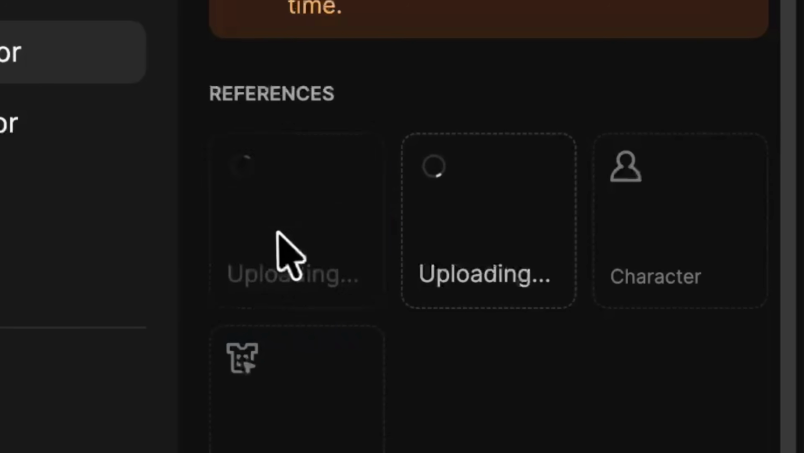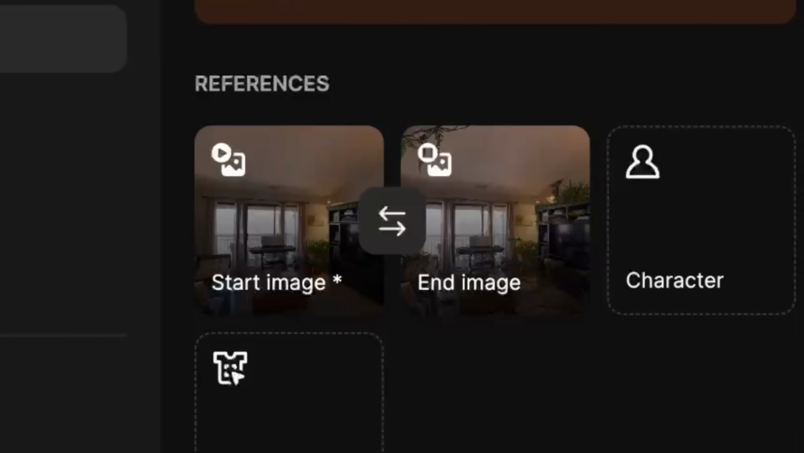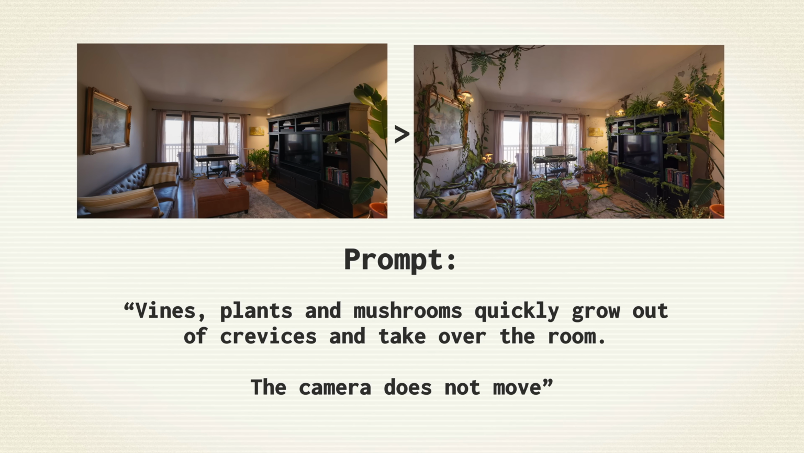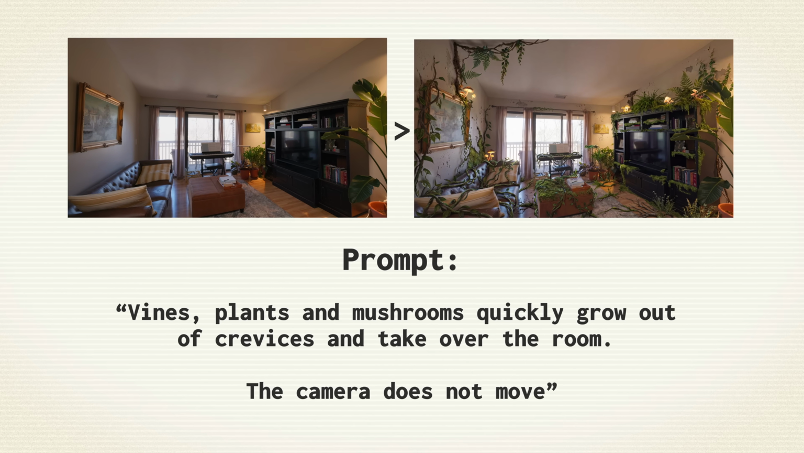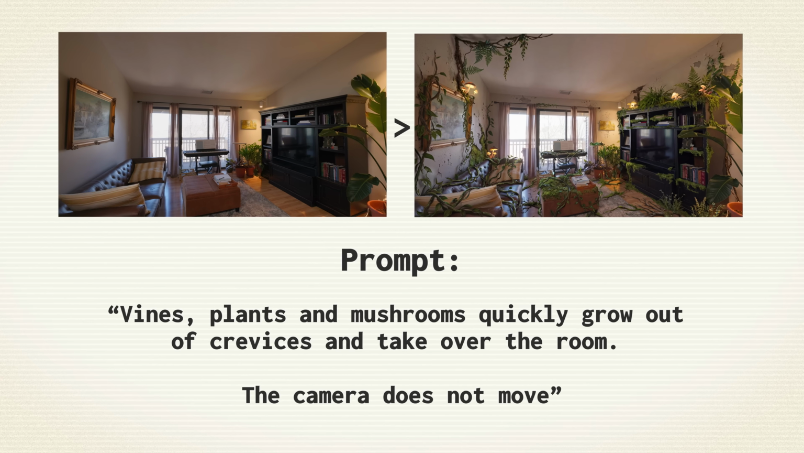Now I'm gonna take this overgrown image and set it as an end frame in Kling 3 and use the original clean one as the start frame. I entered this prompt: Vines, plants, and mushrooms quickly grow out of crevices and take over the room. The camera does not move.